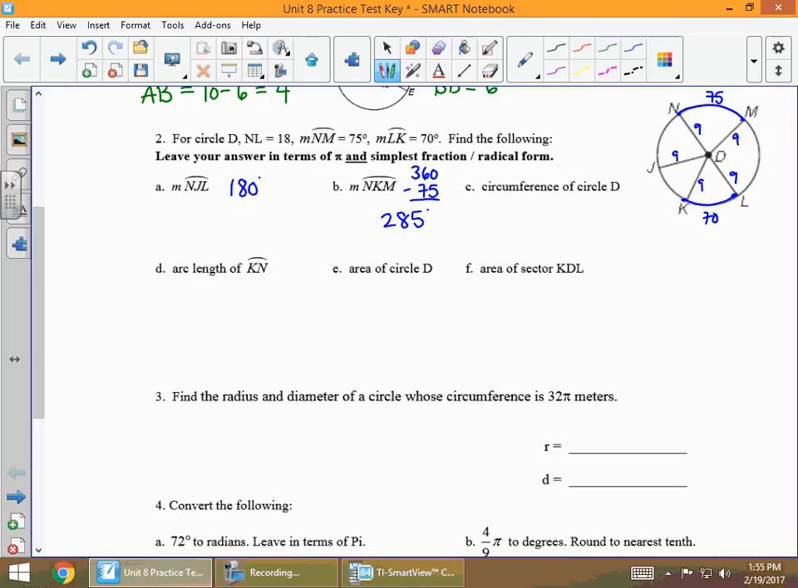Okay. Circumference of the circle. We know that the formula is circumference equals pi times the diameter. We know that the diameter is 18. So this is 18 pi. And again, when it says leave pi in your answer or leave your answer in terms of pi, don't actually multiply by pi, just leave pi on there.